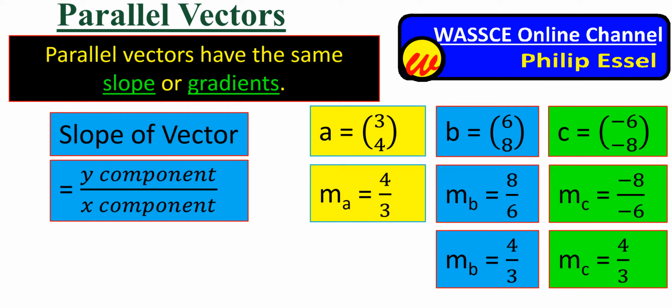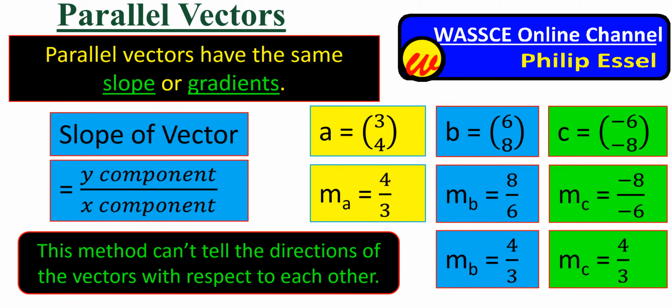However, this method of determining whether two or more vectors are parallel or not has a disadvantage. When we were looking at parallel lines, one of the things we said was that parallel lines can move in the same direction. They can also move in opposite directions. This method, like we've already said, can determine whether two or more vectors are parallel or not. But it cannot determine whether they are moving in the same direction or in opposite directions.